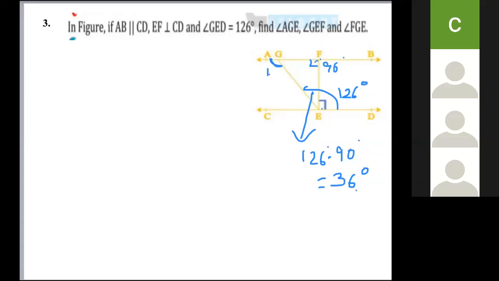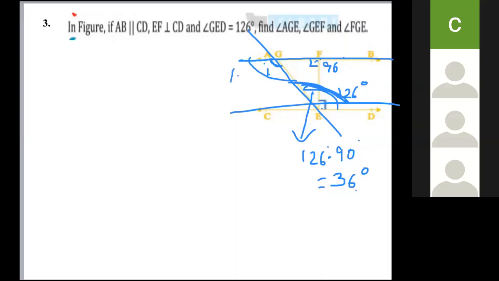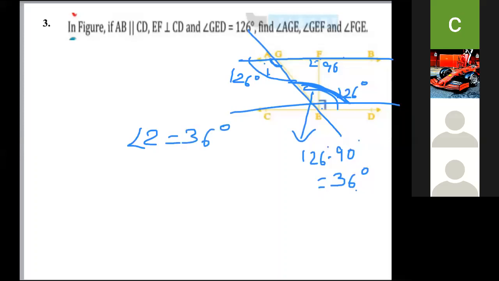Other than this, we can use one more property. When you observe this, children, AB and CD are parallel and there is a transversal. These two are which type of angles, children? Alternate interior angles. Yes, very good. And we know that alternate interior angles are equal. Therefore, according to the calculations, angle 2 is 36 degrees, angle 1 is 126 degrees.